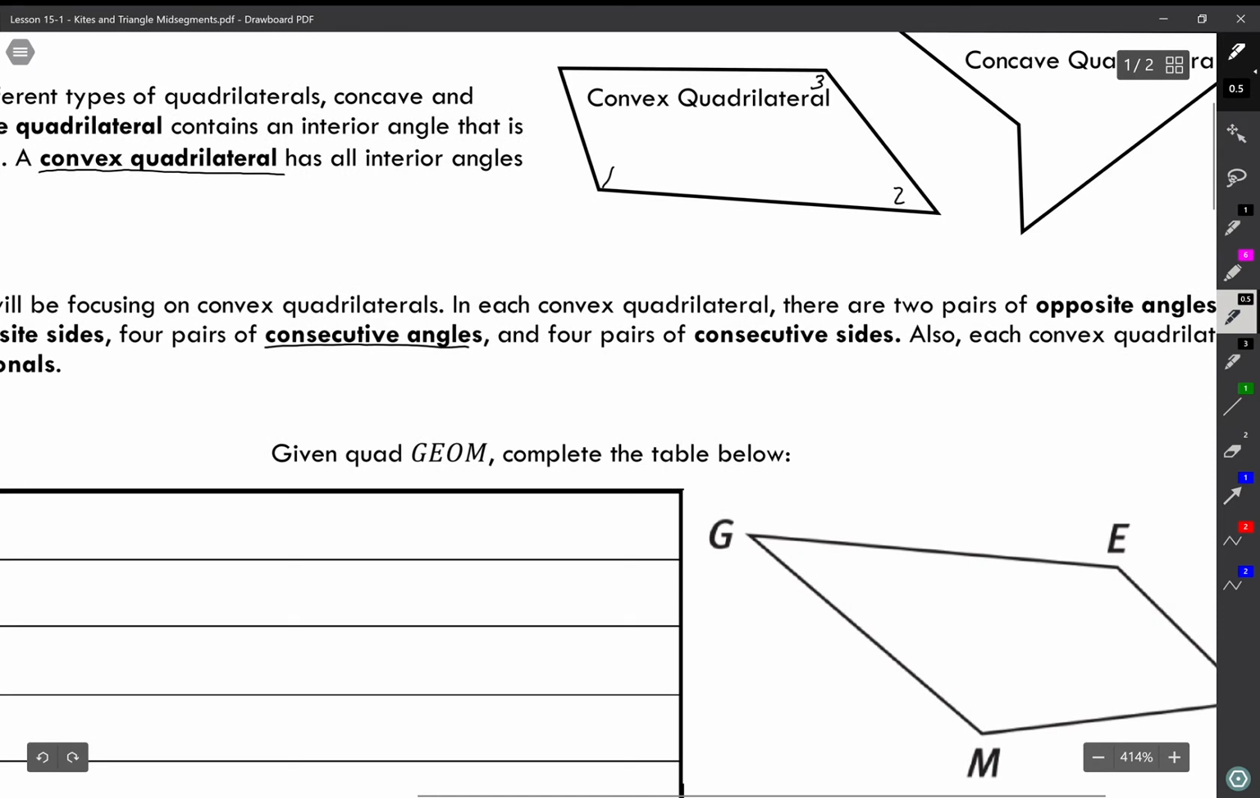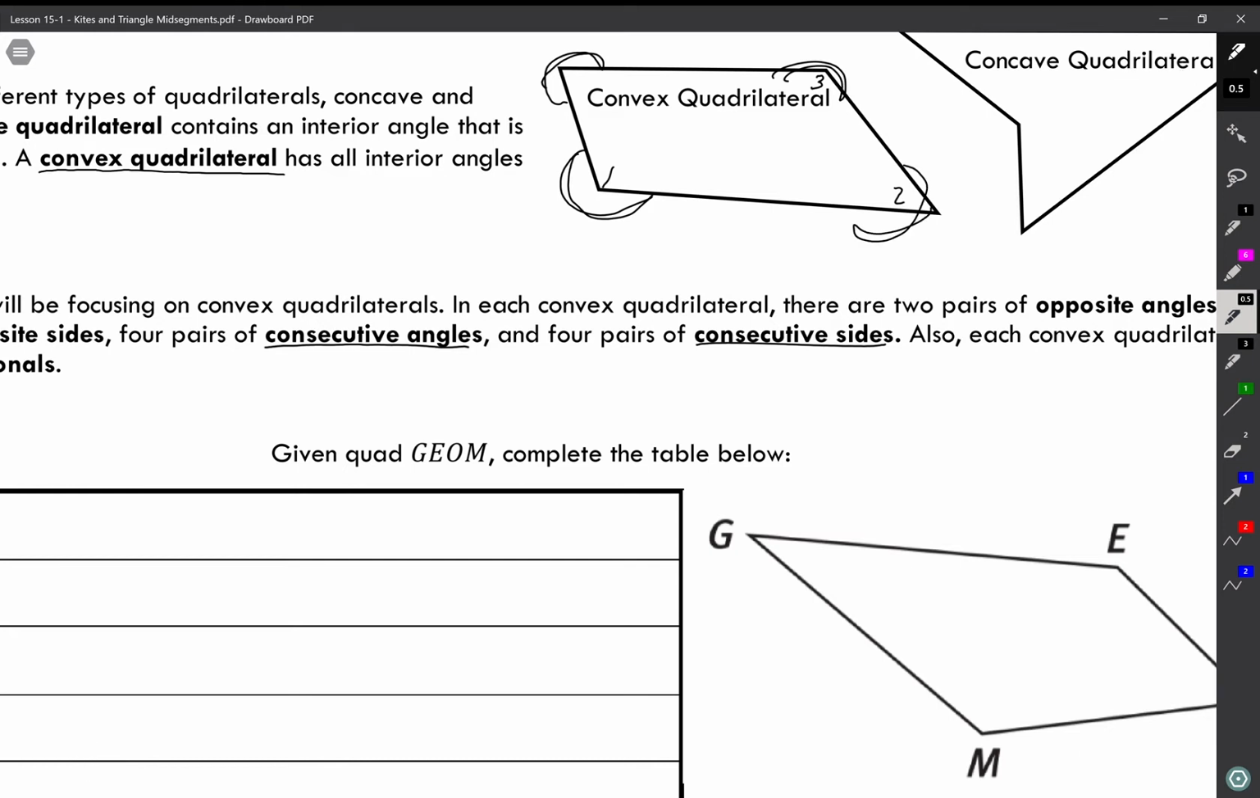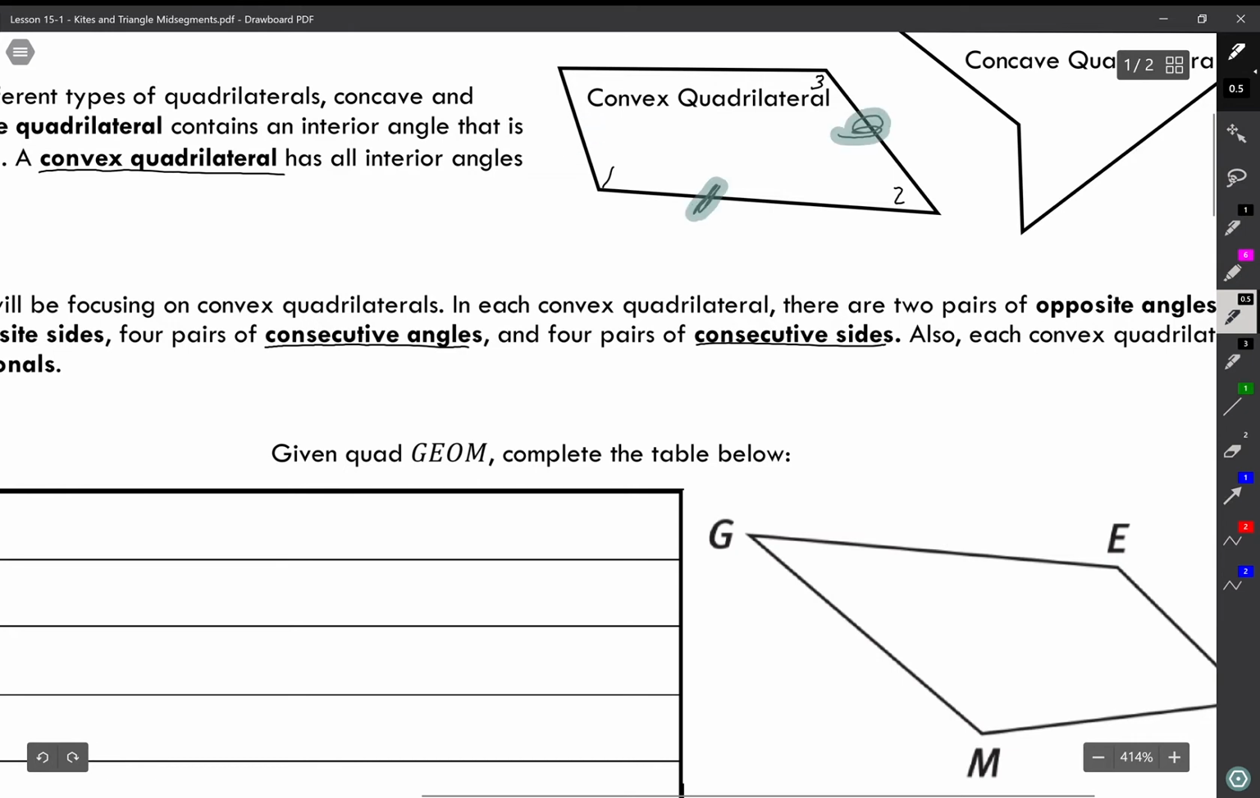And then very similarly for consecutive sides, those are just two sides that are touching. So those two, how about those two, and then of course those two. So that's four pairs right there. And then opposite sides are just the sides that do not touch each other, okay? So like the top and the bottom, and then the left and the right sides right there will be what we call opposite sides. And you see there are two pairs of those.